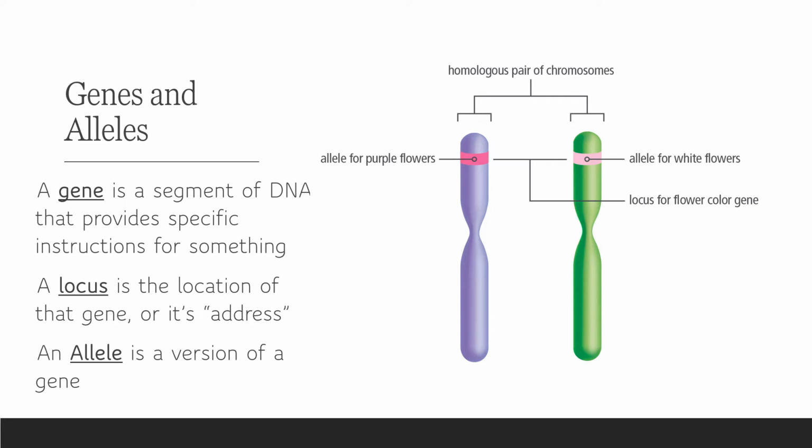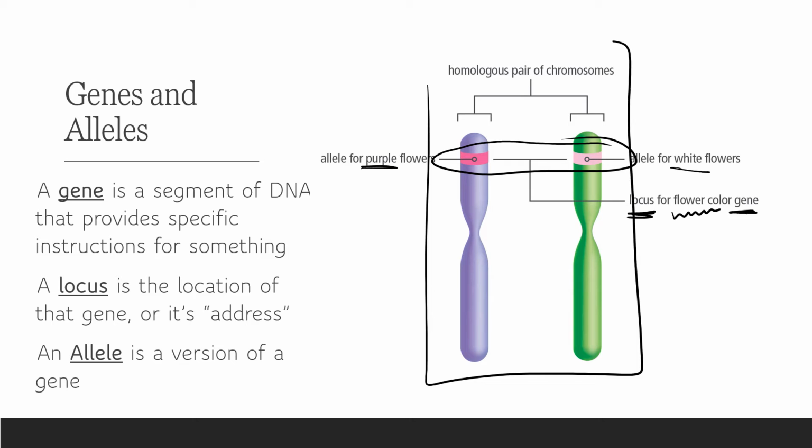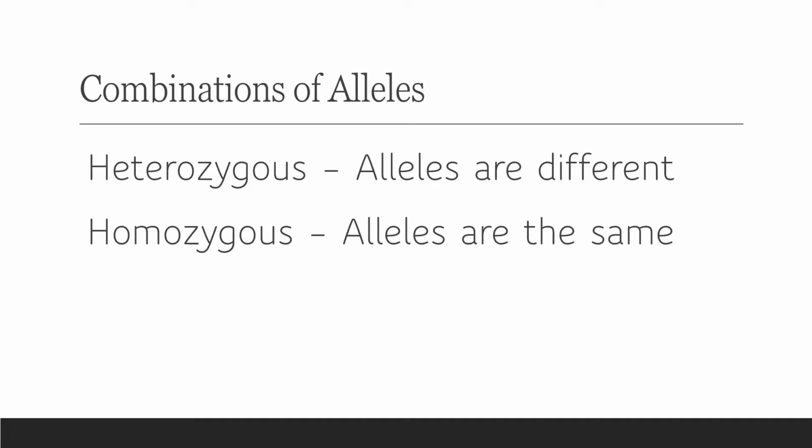So going over our chromosome picture here, you can label the picture in your notes. A gene is a segment of DNA that provides instructions for something. So this location is the gene, the locus or location of the gene, and this gene is for flower color. The allele is the version, so purple or white, that's the allele. And remember, these are homologous pairs. That's like a pair of shoes: they're similar, but not perfectly identical.